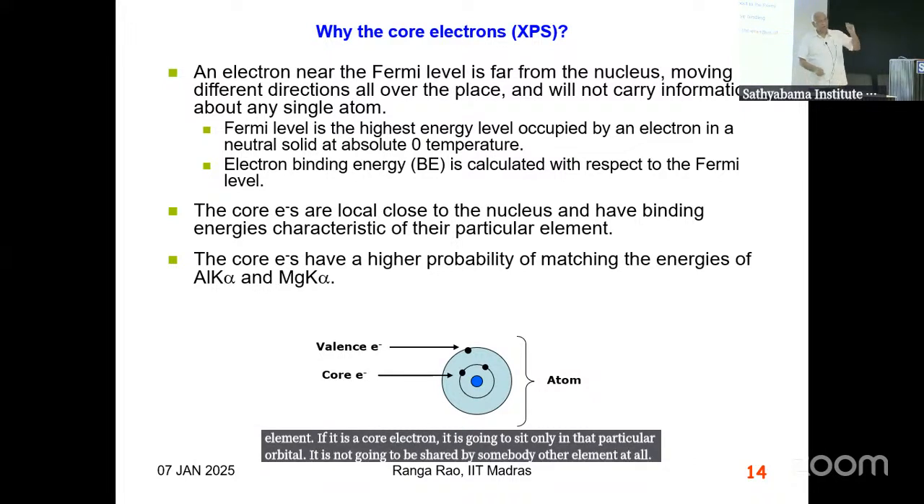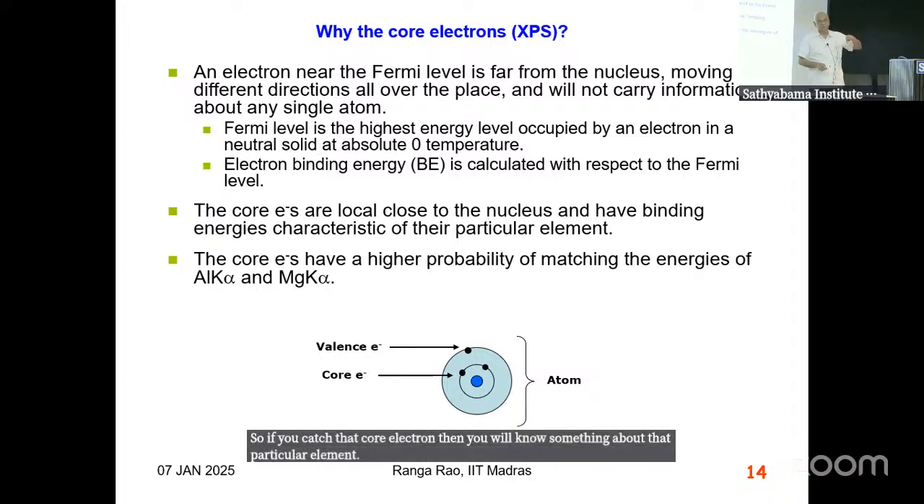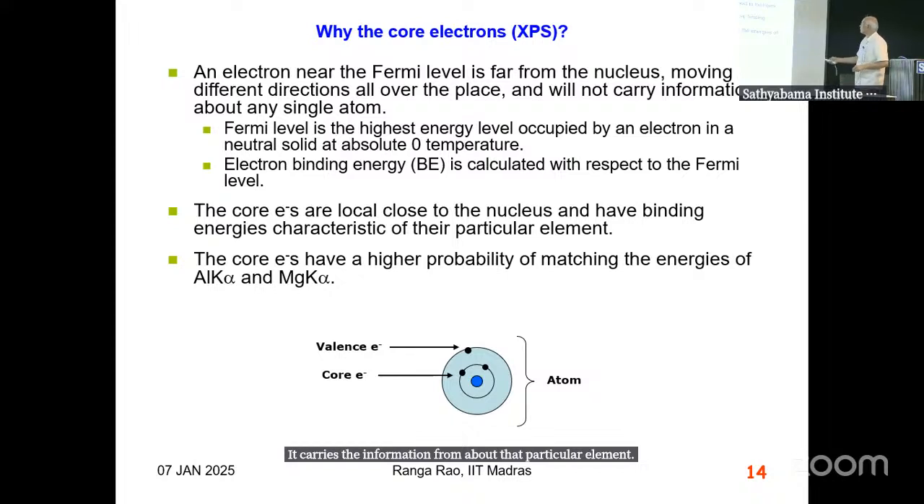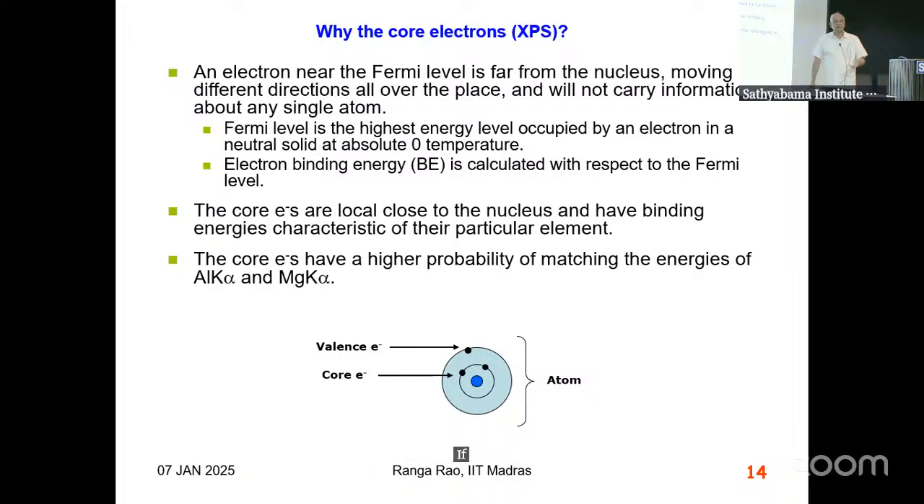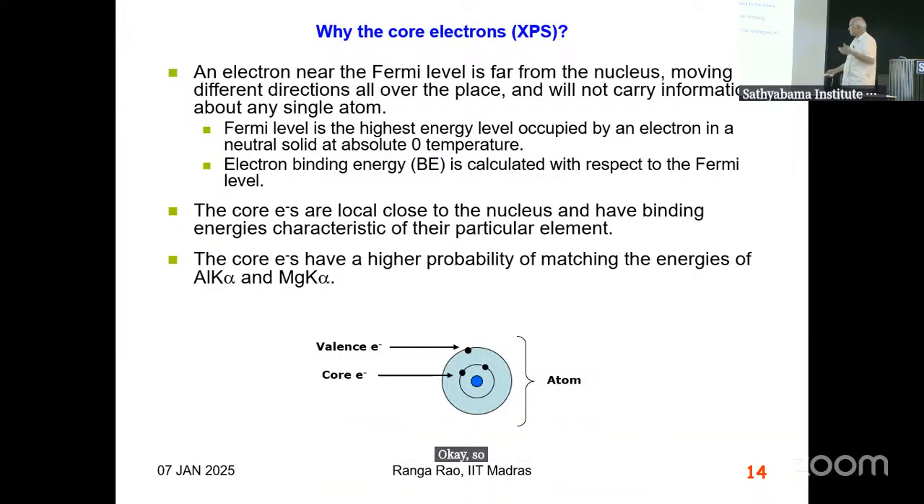So if you catch that core electron, then you will know something about that particular element. It carries the information about that particular element. So you need to have core electrons. Now the core electrons have higher probability of matching the energies of the aluminum K alpha and magnesium K alpha. If you use the aluminum K alpha or magnesium K alpha, you remove the core electrons, so they belong to the particular element. That's why we are interested in core electrons.